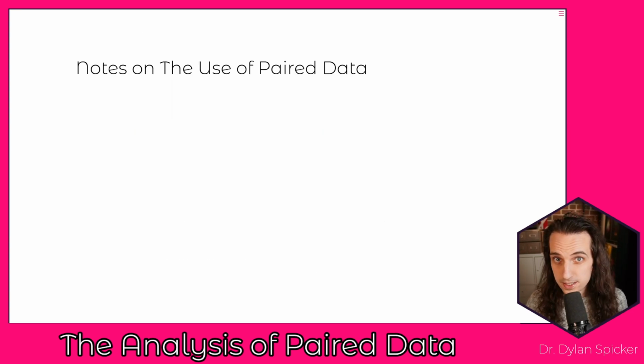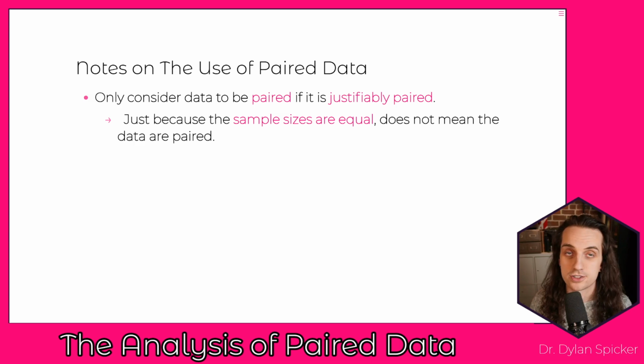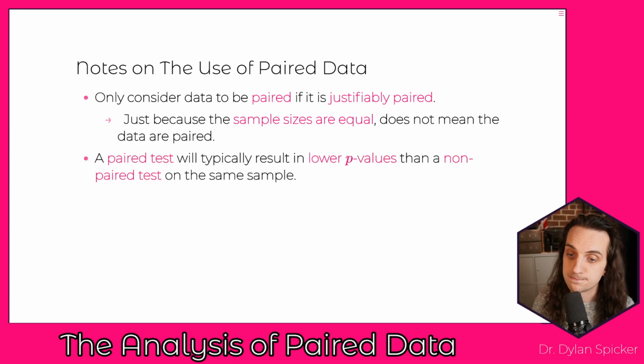Okay. So it's worth thinking about using paired data and when we should use it and what we might want to be careful about. The first thing to note is that we should only consider the use of paired data if the data is actually justifiably paired, right? Just because the data are the same sample size does not necessarily mean that they're paired. Just because you want the data to be paired does not necessarily mean that they're paired. The pairing has to have occurred in the collection of the data. It has to be this natural pairing that's going on. And if you assume that data are paired when they're not actually paired, you're going to get erroneous results. So we can't just assume they're paired because the sample sizes are equal.